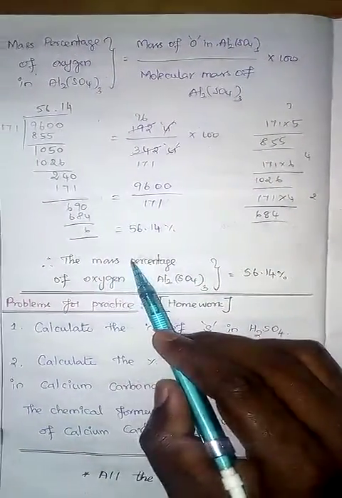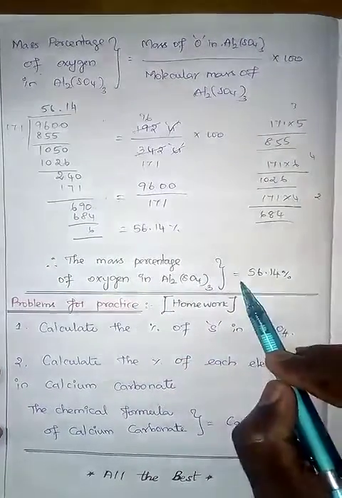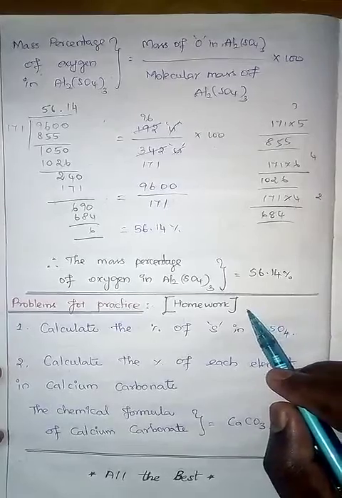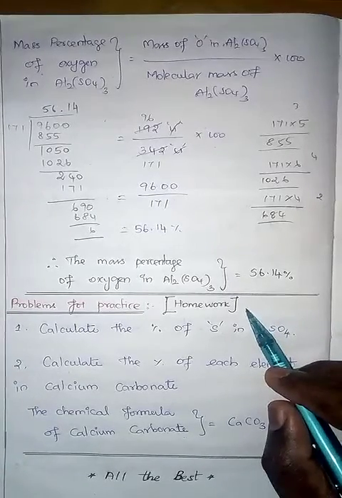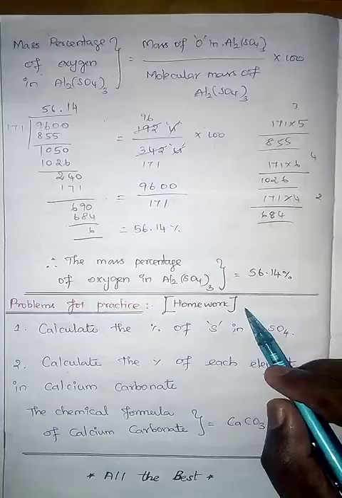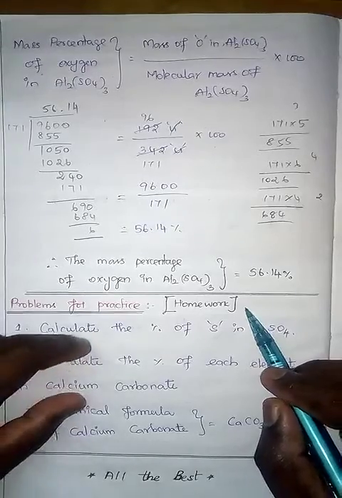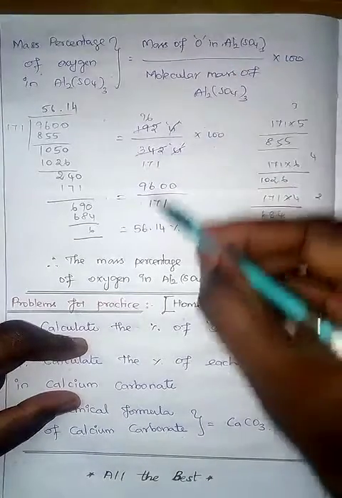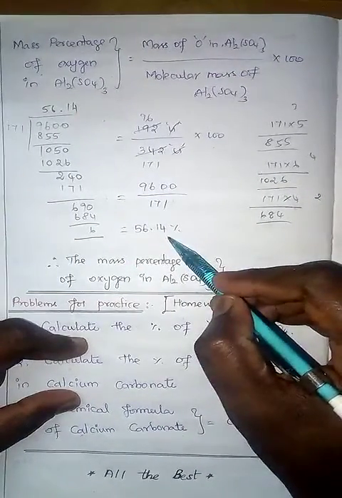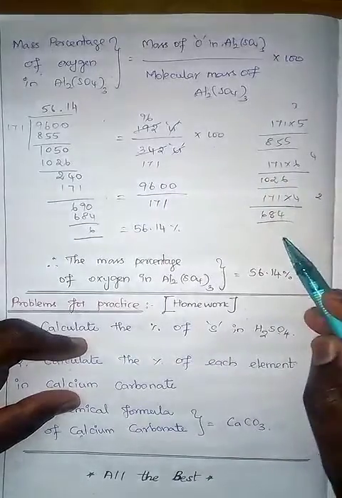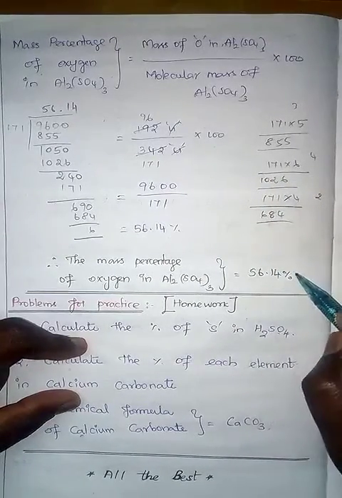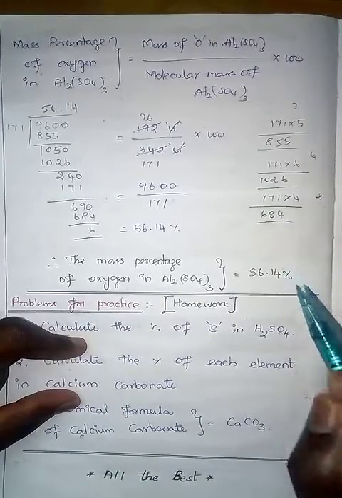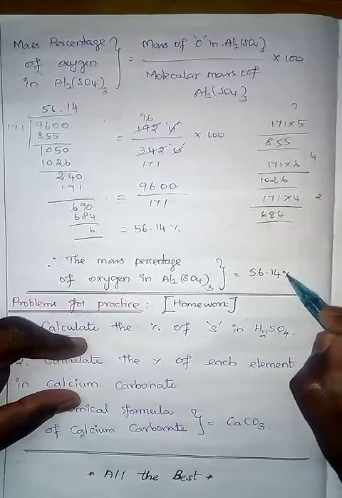The mass percentage of oxygen in aluminium sulfate is 56.14%. My dear children, more often the students make mistakes in writing the percentage. They correctly do all the sums, all the divisions, everything, but finally when they write the answer, they forget to write the percent sign. Please remember, whenever you calculate the mass percentage, we have to write the percentage.